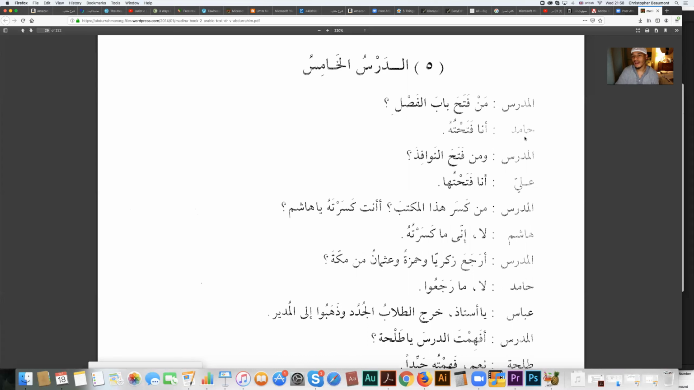Anyway, the sentences by Hamid and Ali are exactly the same. The only difference is the connected pronoun on the end of the word fatahtuhu from the speech of Hamid, which is going back to a masculine object.